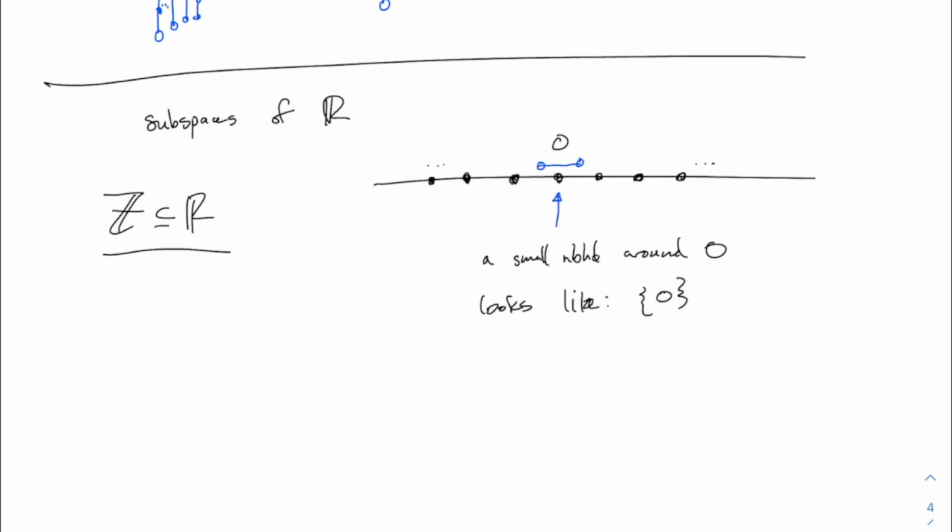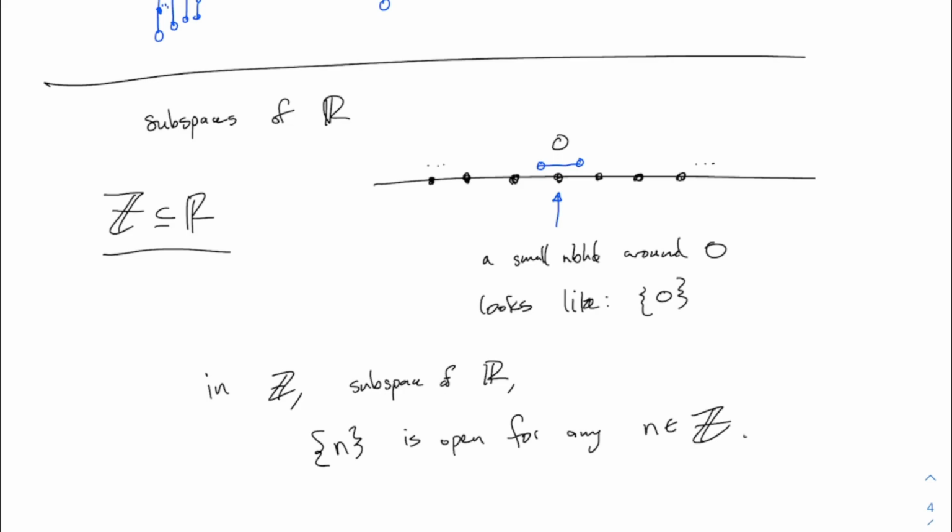So Z as a subspace, with the subspace topology, in Z as a subspace of R, the set {n} is open for any n in Z, right? This topological space has the property that every point by itself is an open set.